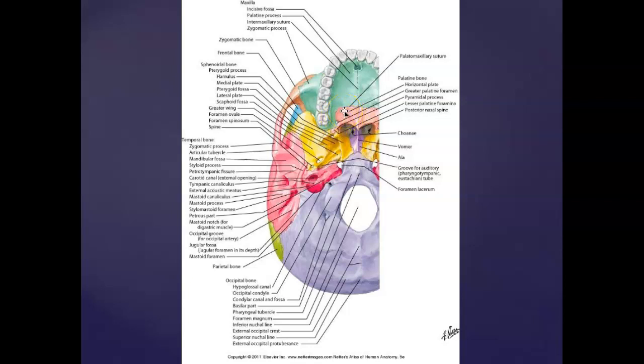This is where the greater and lesser palatine arteries enter, from the descending palatine artery. Remember, we saw that previously. We'll see it again in a minute. And the greater and lesser palatine nerves off of the maxillary branch of the trigeminal are going to come through there, innervating the hard and soft palate.